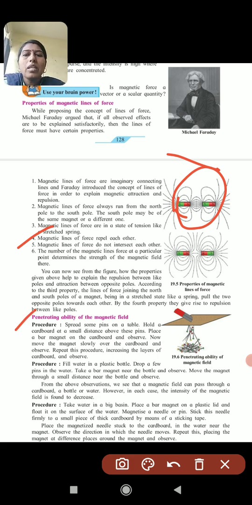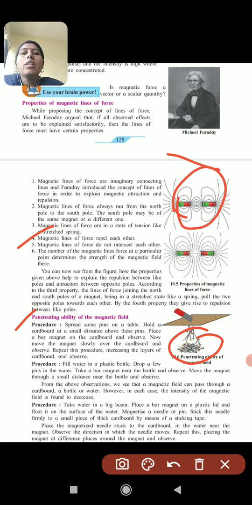Next is the penetrating ability of the magnetic field. I will tell you about the experiments, and after that I am showing the video. Just see the video. I will send it so you can do this experiment at home. Take pins and spread them on a table. Take a cardboard from a small distance, and above it take the bar magnet and see how the magnet works even with the cardboard there. You can observe whether the pins are attracted or not. You can repeat the procedure by increasing the layers of cardboard.